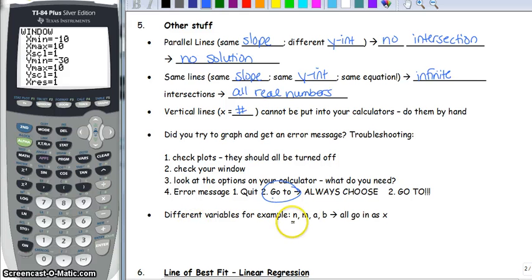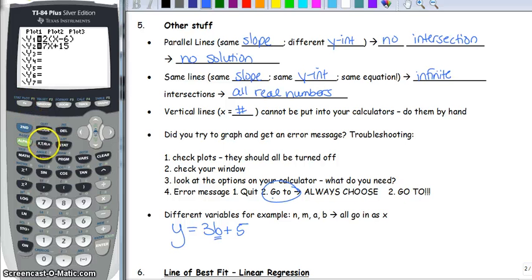Lots of problems, we don't always use x, so if you're given an equation of y equals 3b plus 5, even though it says b, every single variable is going to go into your calculator's x. And remember, this is where you're going to use this button for x. You're not going to use alpha x. You're going to use the x button.